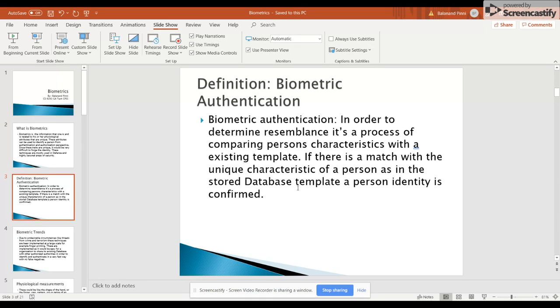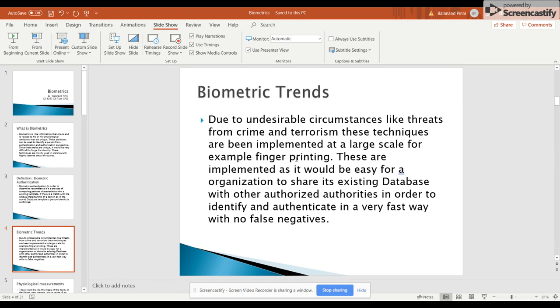Biometric authentication is done by comparing a person's characteristics with an existing template. If there's a match of the unique characteristic, we say the person's identity is confirmed. This identity is compared against the existing database where the person's identification was already recorded, so you can have a good comparison, and it does not change over a period of time.